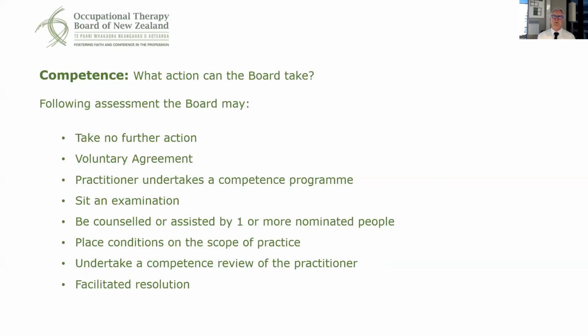The person can sit an examination, and this very rarely happens, but it happens where people have maybe been registered, had a practicing certificate, and then there has been real issues around their competence and their continuing competence to practice. We might ask them to sit an examination. They may be counselled or assisted by one or more nominated people. We can place conditions on their scope of practice, and we can undertake a competence review of the practitioner. So that review is usually undertaken by two people. One is a layperson and the other is an occupational therapist who can actually go to the person's practice and actually watch them in practice to see what they're doing.